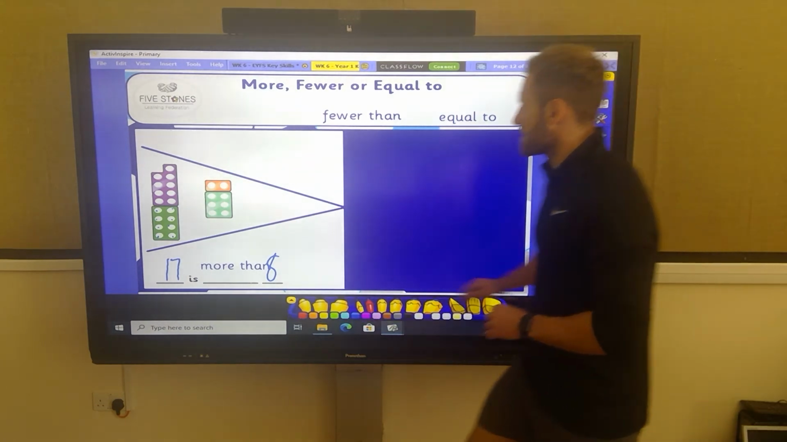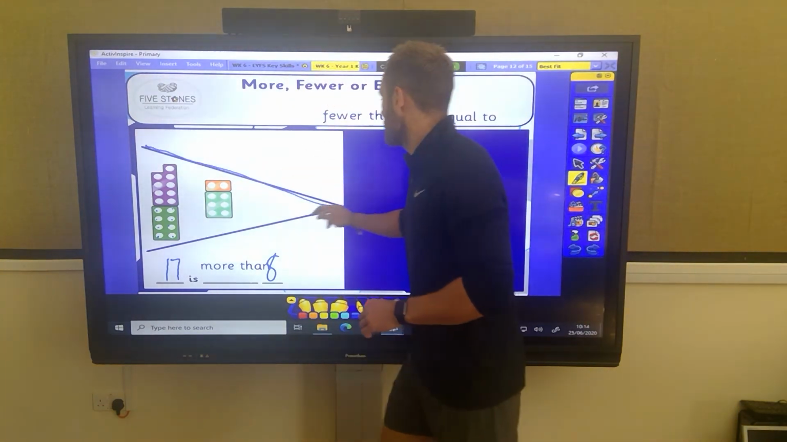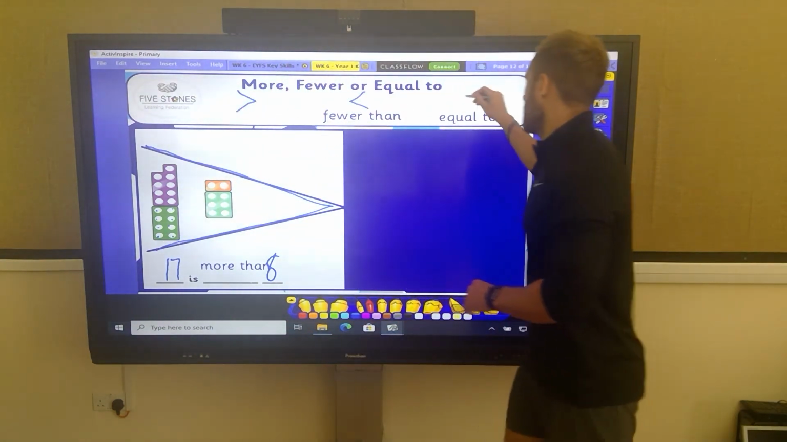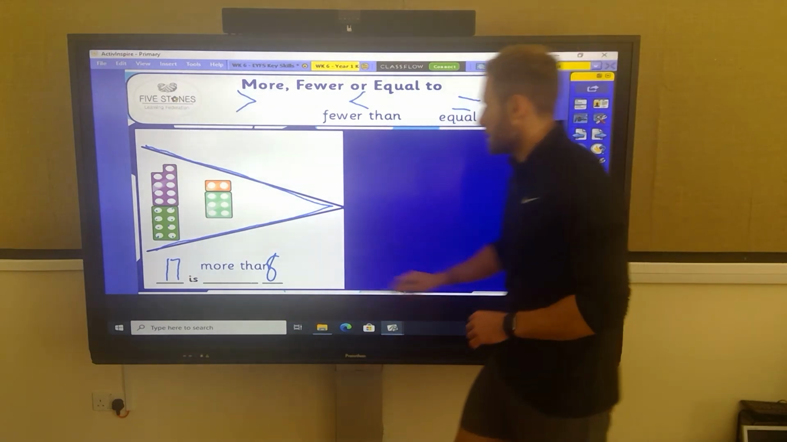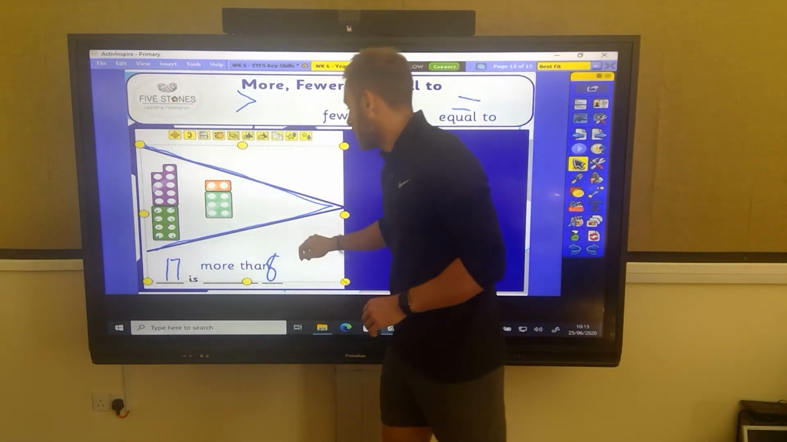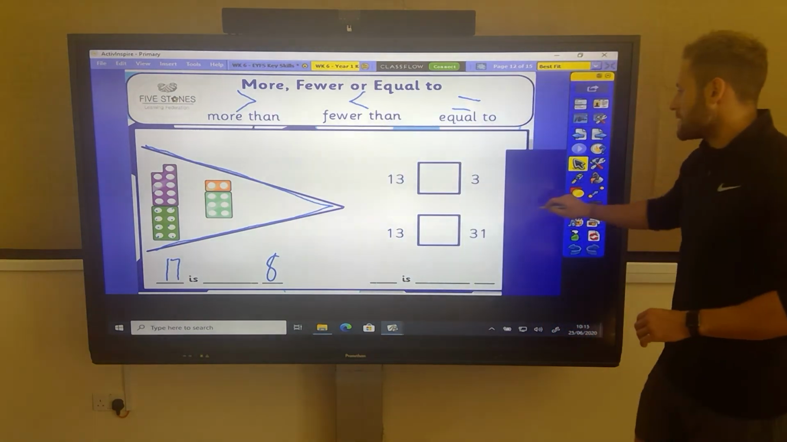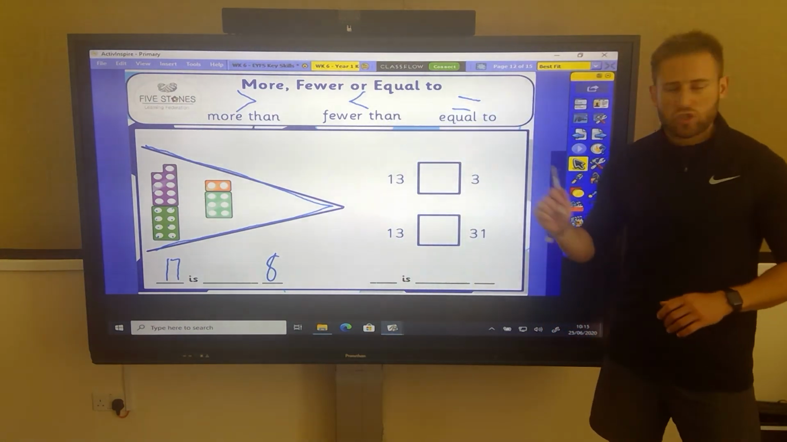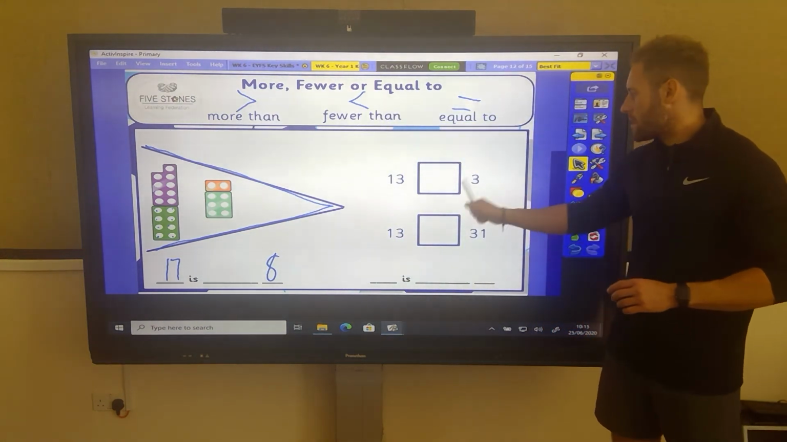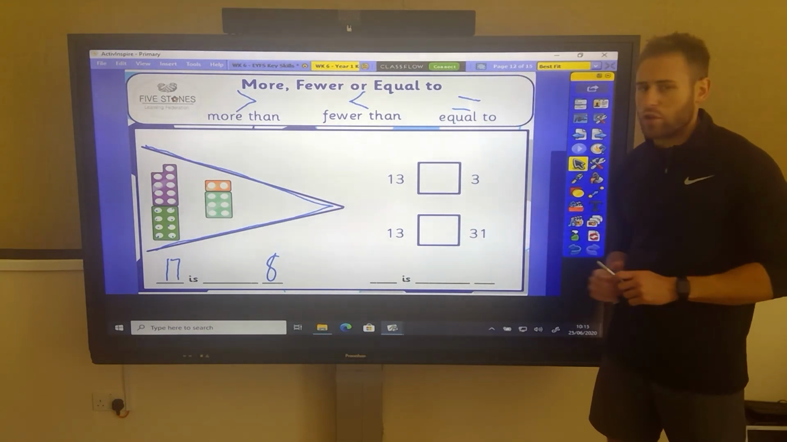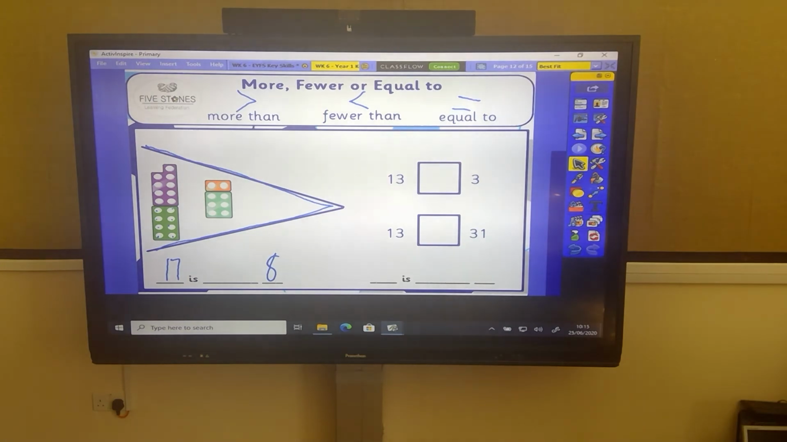Let's look at our more than symbol. We can see it, can't we? 17 is more than 8. Right, are you ready? You've got some number sentences to complete. In the box, write the symbol that makes this true. Off you go. Pause the screen to give yourself more time.